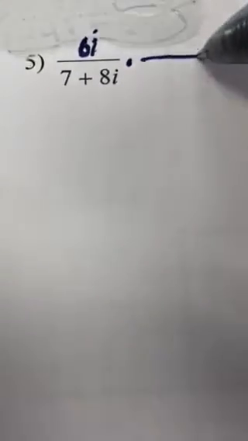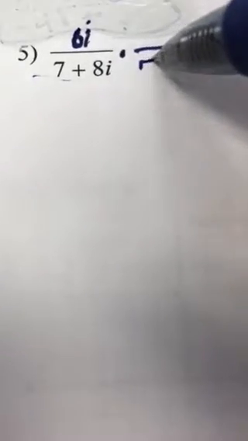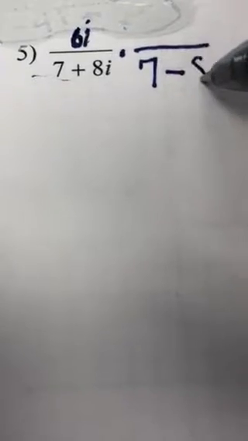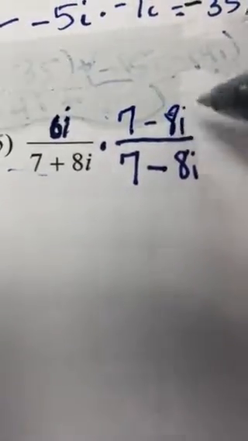So we're going to multiply by 1 in the form of the complex number. We're going to conjugate it, which means we change the plus to a minus. Don't change the first number, change the plus to a minus, and then keep the second number the same. So I went from 7 plus 8i to 7 minus 8i. And what do we do to the numerator? It's exactly the same as the denominator, 7 minus 8i.